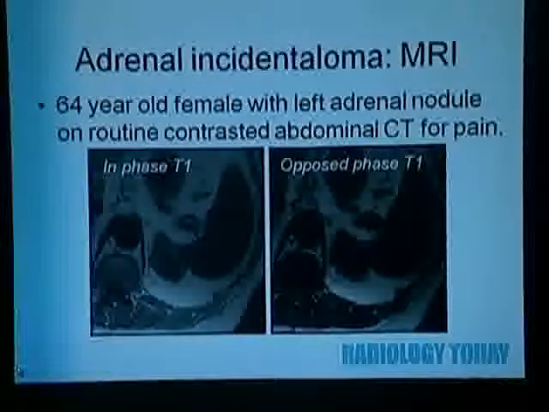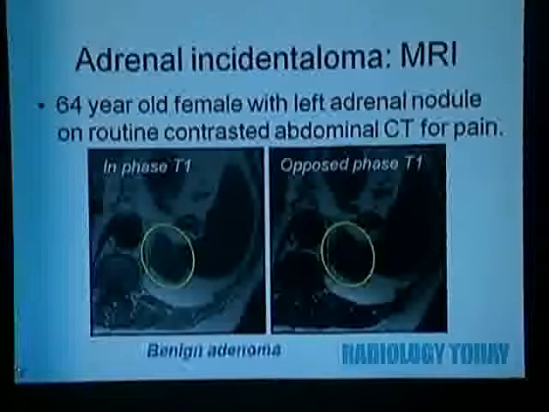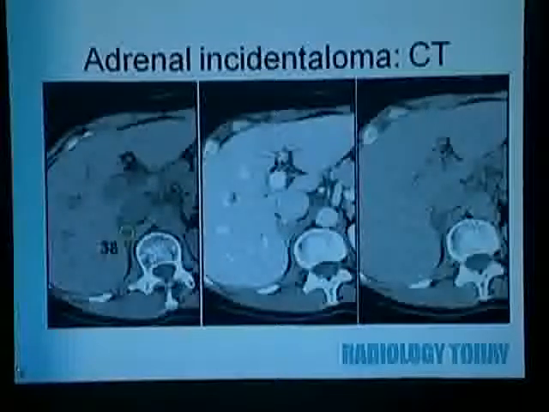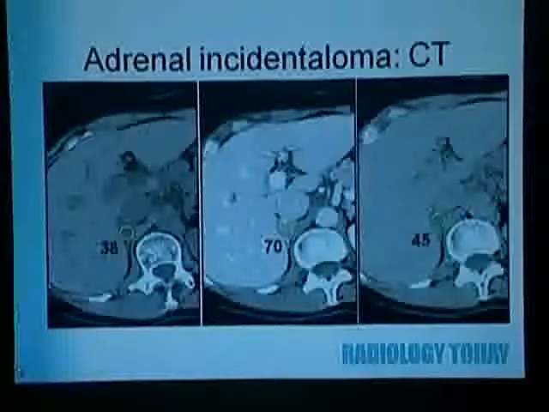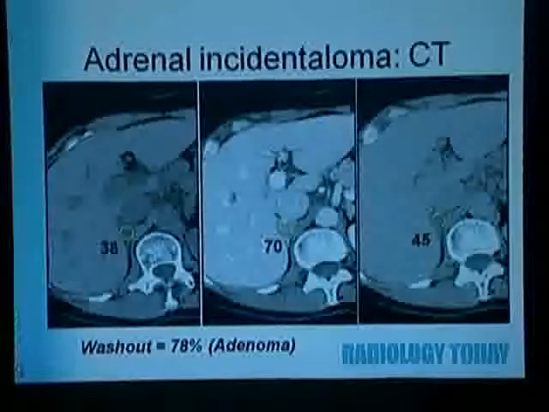So here's an MRI, adrenal protocol. The in and opposed phase T1 weighted images, which demonstrate a significant signal loss, and this was a benign adenoma. Here's a case using the adrenal protocol CT, where on the pre-contrast we're at 38 Hounsfield units. It's not less than 10. We're going to move on. We're going to look at the portal venous phase, 70 Hounsfield units, as well as the washout, 45. The washout here was 78%. It's greater than 60%. It was considered an adenoma.